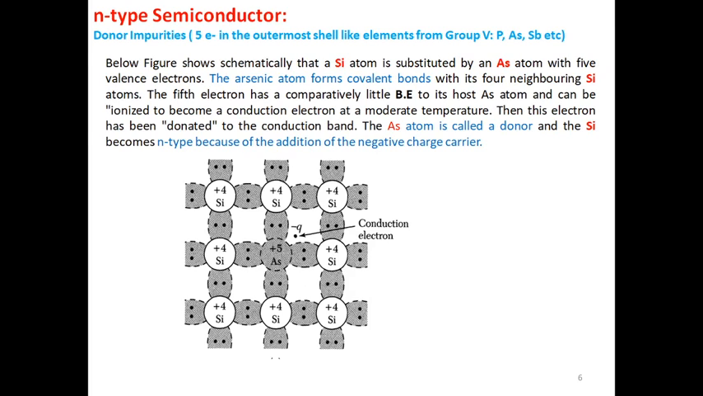Then the arsenic atom will form covalent bonds with 4 neighboring silicon atoms. Because silicon contains 4 electrons in the outermost shell, it will form the 4 covalent bonds with the silicon by arsenic. Then the fifth electron, which has a little binding energy to the host arsenic, can be ionized, and this ionized electron becomes a conduction electron at moderate temperature.